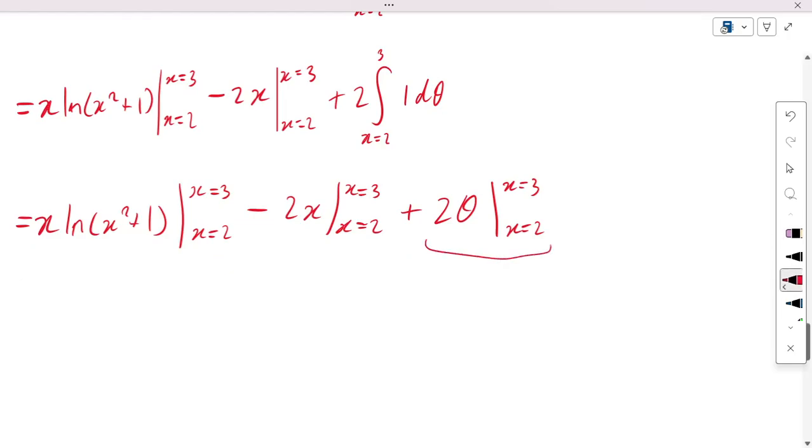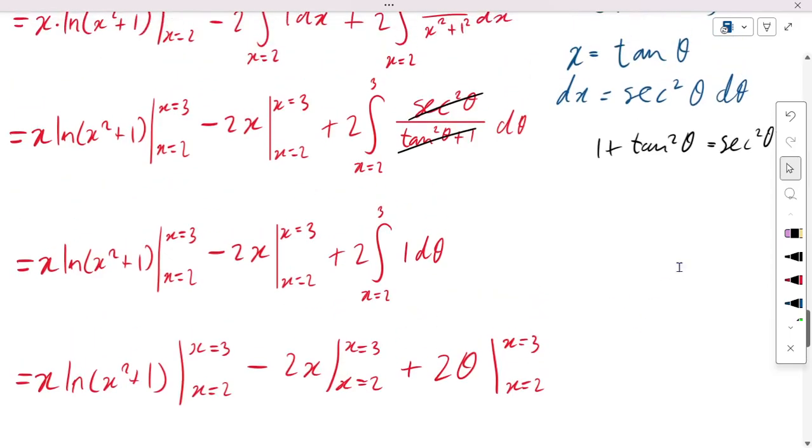But this one is theta. So what I'm going to do, right, what is theta equal to? Well, we don't know yet. We do know x is equal to tangent theta. But that's not really going to help us now.